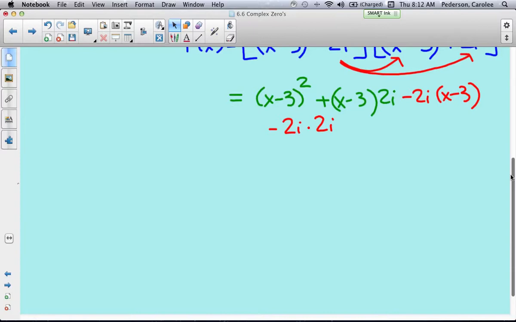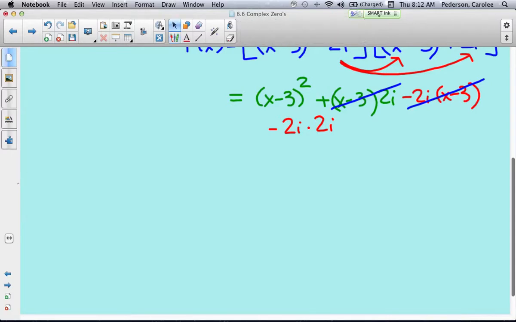Notice something's going to happen. These middle terms are going to cancel out. Notice I have a positive 2ix minus 3 and a negative 2ix minus 3. So they undo each other. They cancel each other out. So now what we're left with is just the green (x minus 3) all squared, and then the red, negative 2i times 2i.